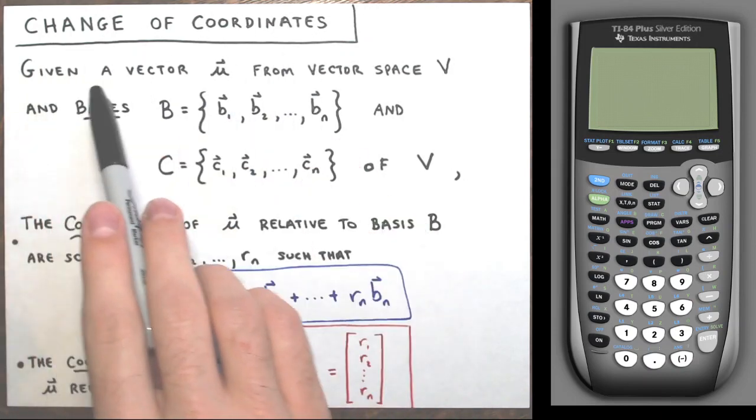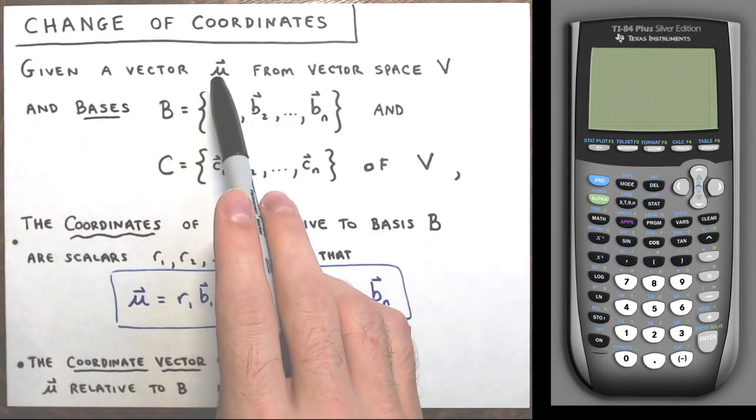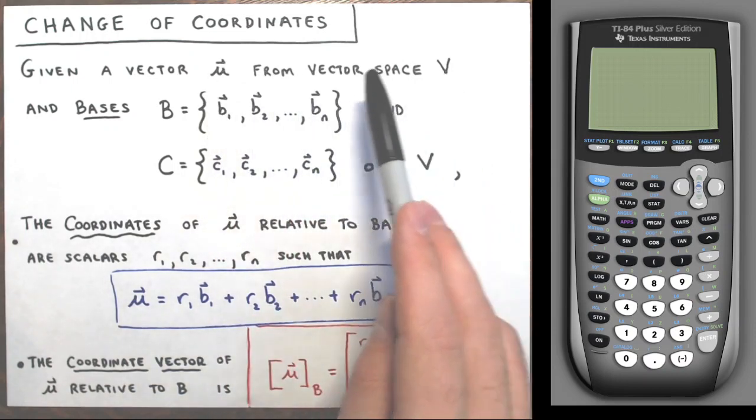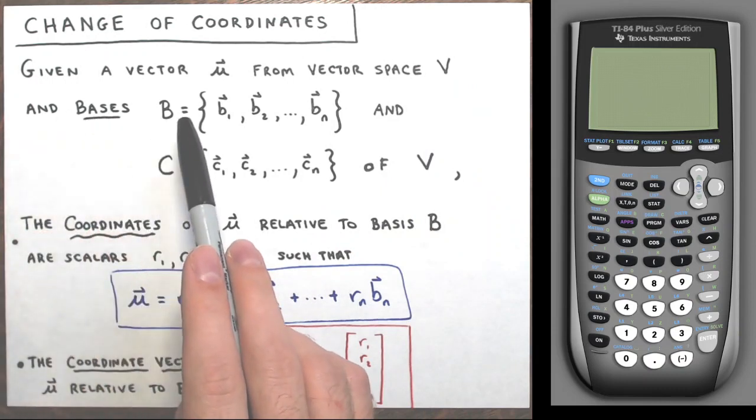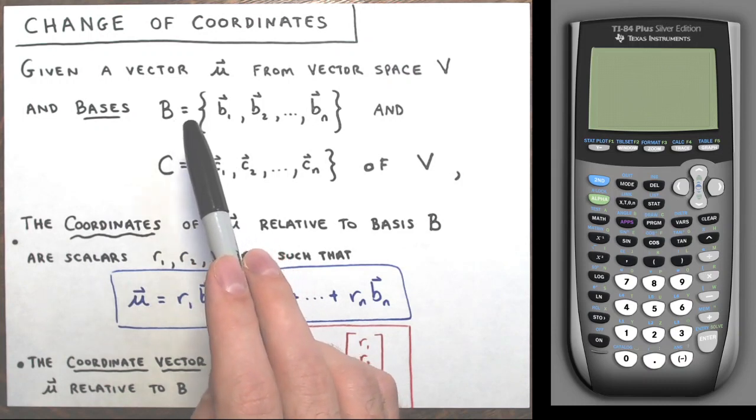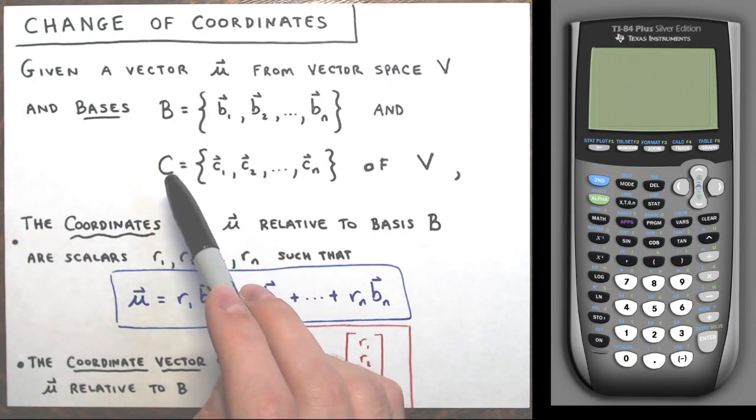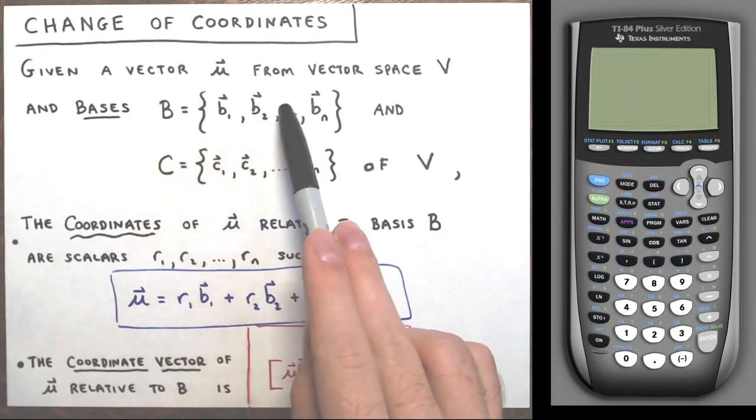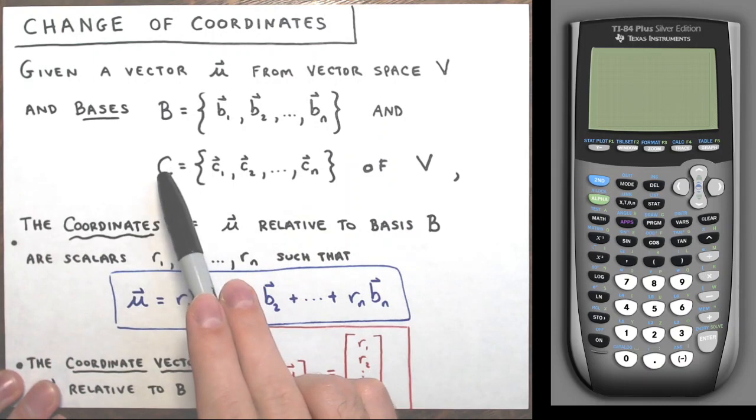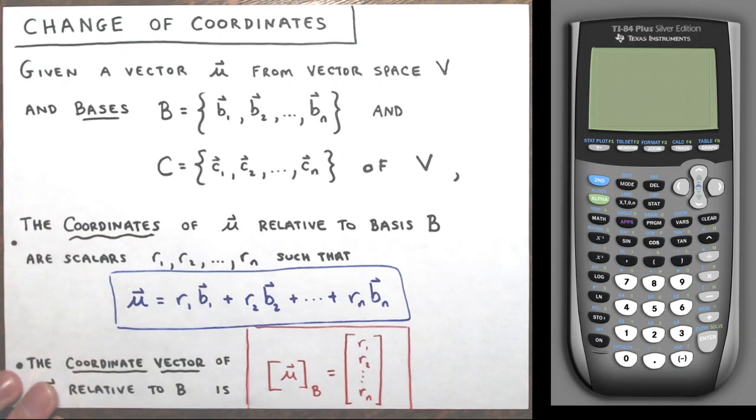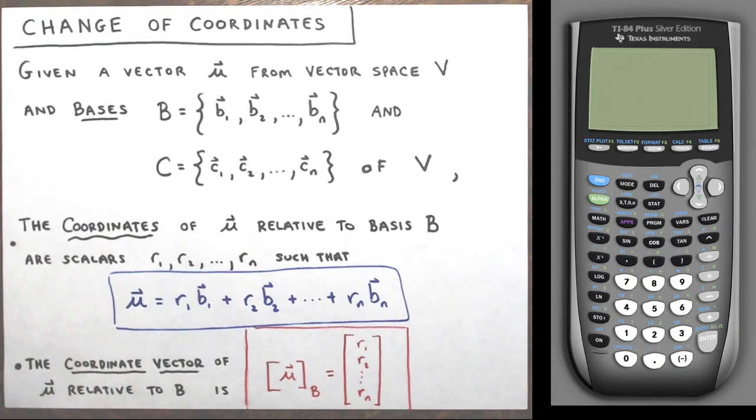Suppose we're given a vector u, from vector space V, and bases B and C. These are both bases. So B is a basis for V, and C is a basis for V, and they consist of vectors. B has the vectors b1 through bn, and C has the vectors c1 through cn. And they should have the same number of vectors if they both are bases for the vector space V, if it's dimension n.